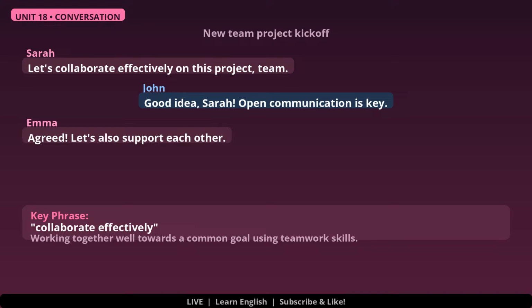The key phrase is collaborate effectively. It means working together well towards a common goal using teamwork skills.